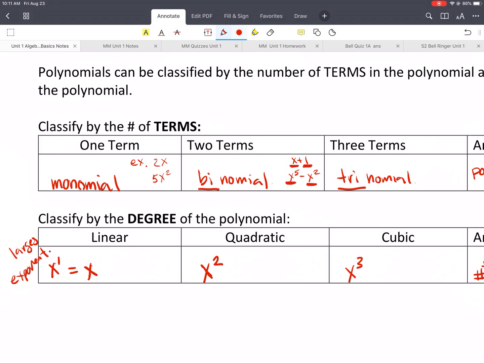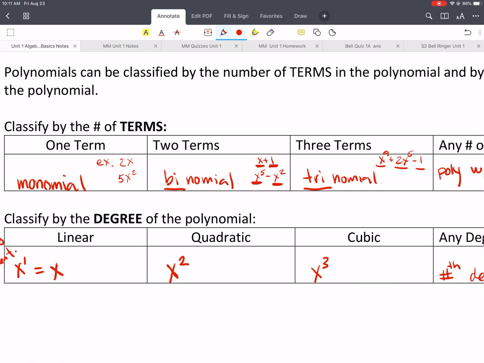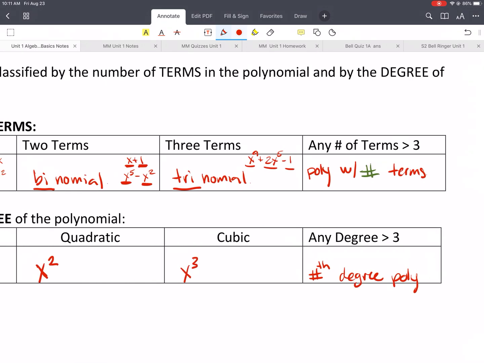Those would be binomials. Three terms would be a trinomial, something like x to the 9th plus 2x to the 5th minus 1. We have 3 terms, and that would be a trinomial. We don't look at the degree or the exponents, just how many terms there are. If there are more than 3 terms, we just say it's a polynomial with, say, 5 terms or 6 terms, some number of terms that you counted.